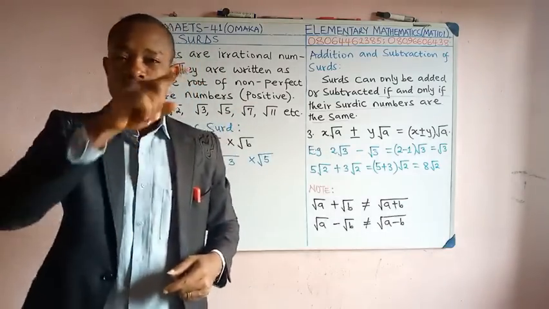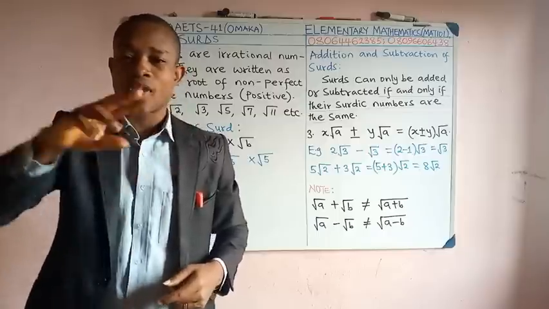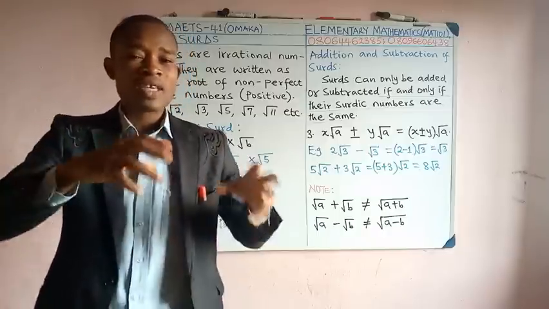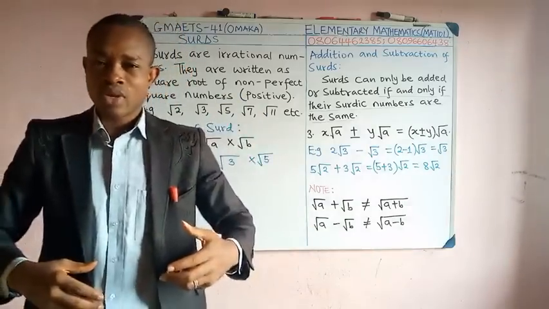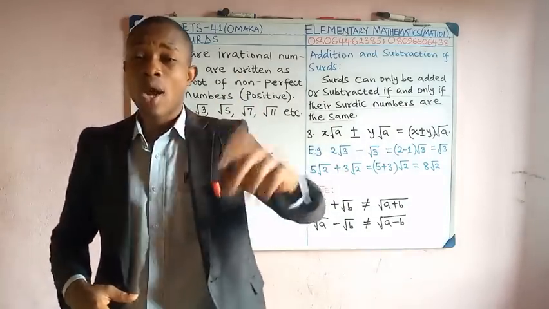For example, the square root of 1 will produce 1. It's a whole number. The square root of 4 will give you 2. The square root of 9 will give you 3. The square root of 16 will give you 4. The square root of 25 will give you what? 5. These numbers are perfect square numbers. 1, 4, 9, 16, 25, 36. They are perfect square numbers.